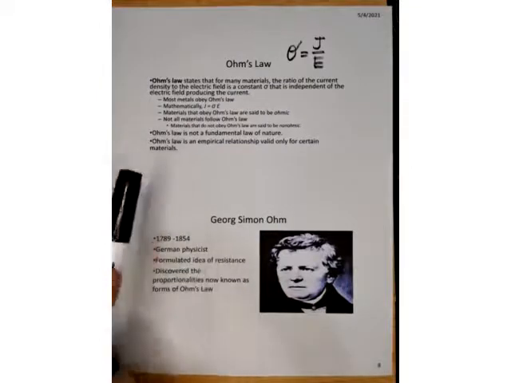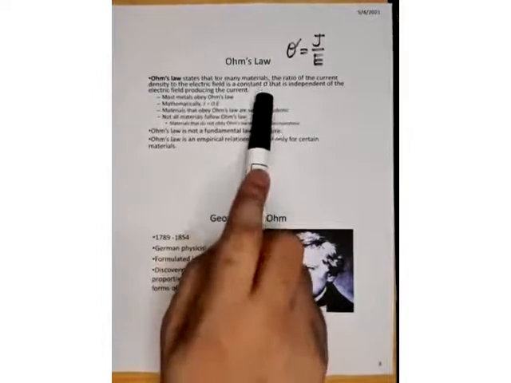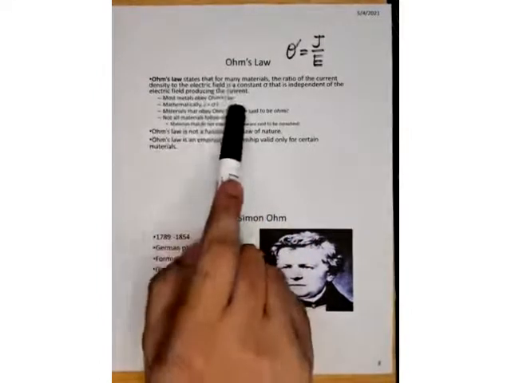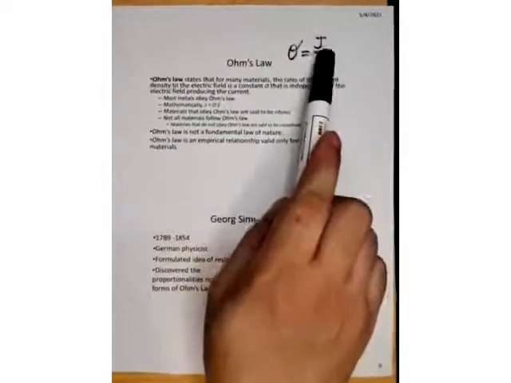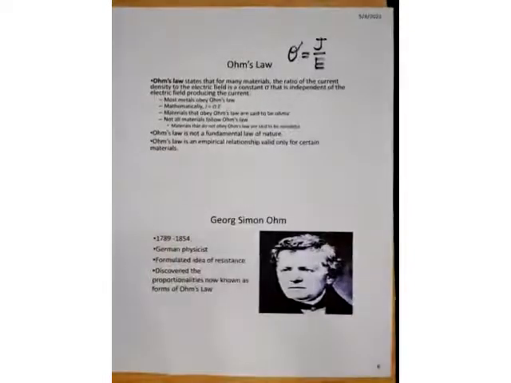At yung relationship na yan is pinroved din ni George Simon Ohm sa kanyang law. But this is not the Ohm's law na alam ninyo. Feeling ko hindi ito yung common na Ohm's law na alam natin. Pero ang sinasabi ni Ohm sa kanyang law ay that the ratio of the current density to the electric field is a constant sigma which is independent of the electric field producing current. Or the conductivity daw is equal sa ratio ng current density at saka ng electric field.